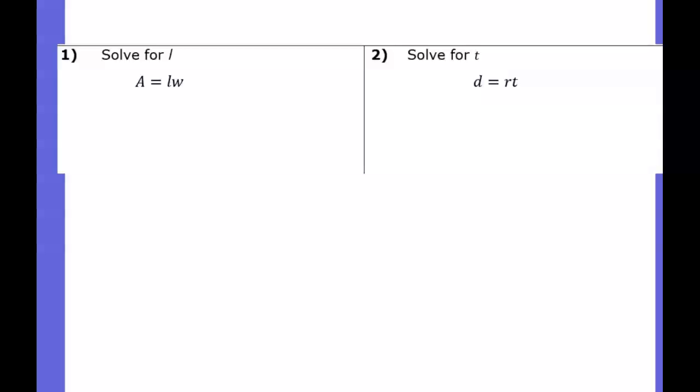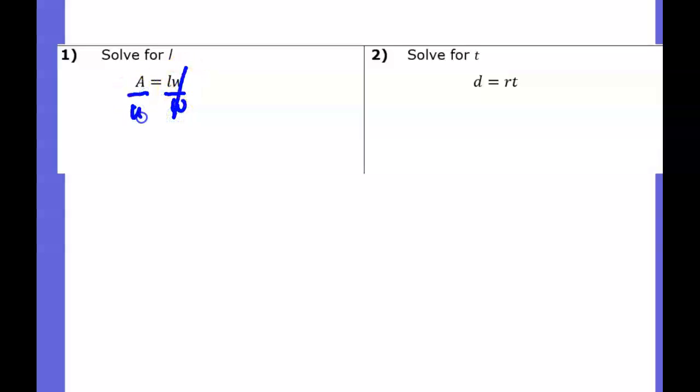Now, if I wanted to solve for the length, all I'd have to do is, in this case, we have length times the width, the inverse of multiplication. Remember, when the variables are close together, you're just multiplying. Well, the opposite of multiplication is division. So if we divide by w, w divided by w is just 1, so they cancel out.